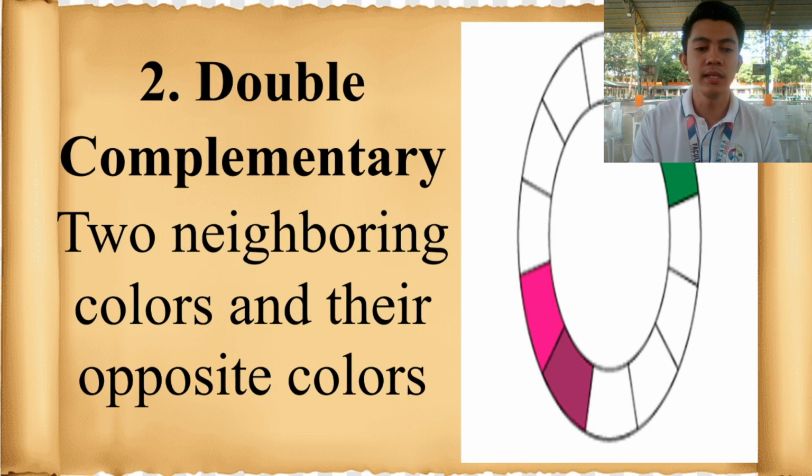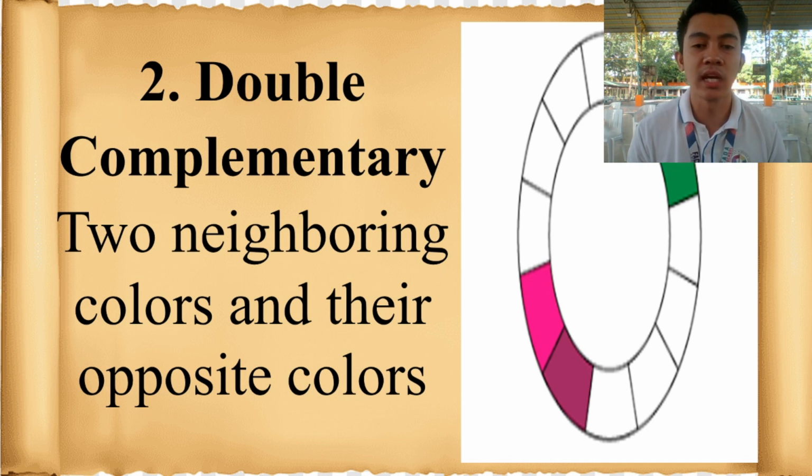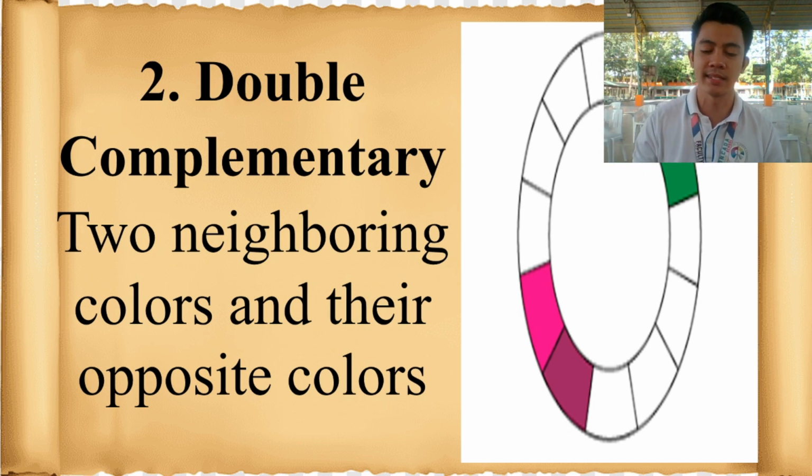Next, double complementary, two neighboring colors and their opposite colors. Ayan. These are groups of two colors that are opposite to each other. No? Two colors are next to each other and they are paired with two adjacent colors on the other side, on the opposite side. All right.